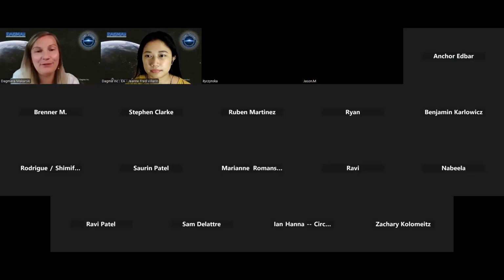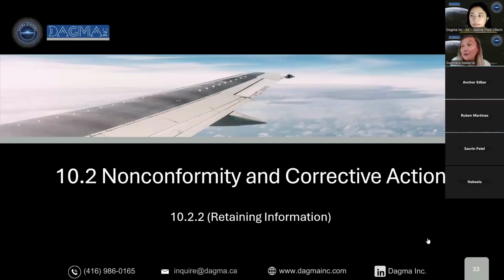Next, we have nonconformance and corrective action. So 10.2.2, this is retaining documented information.